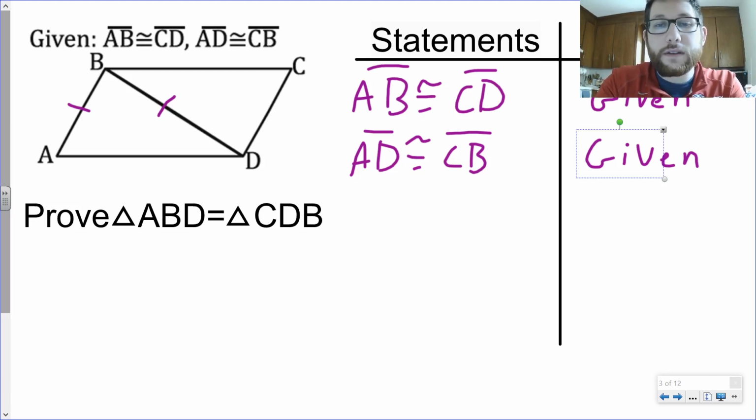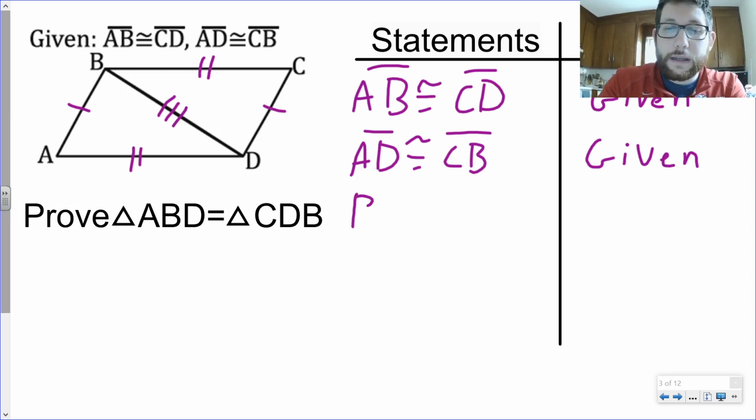So I've got AB is congruent to CD. I've got AD is congruent to BC. Let's take a look here. BD, that's a reflexive side, right? So let's go ahead and list that out. BD is congruent to DB.